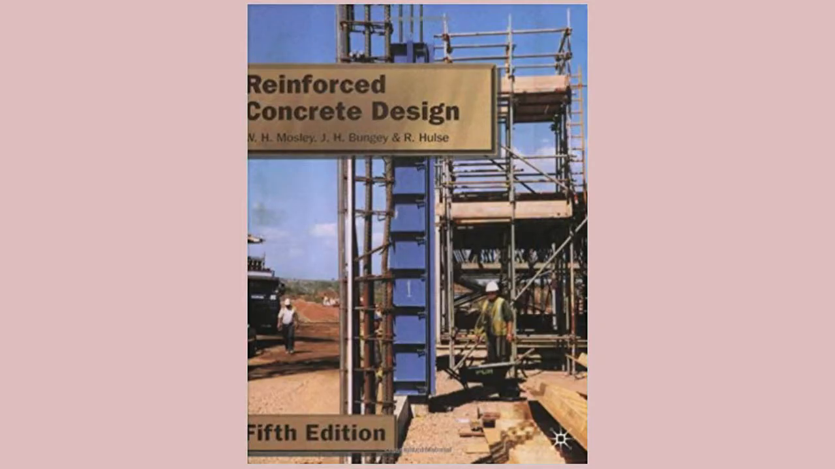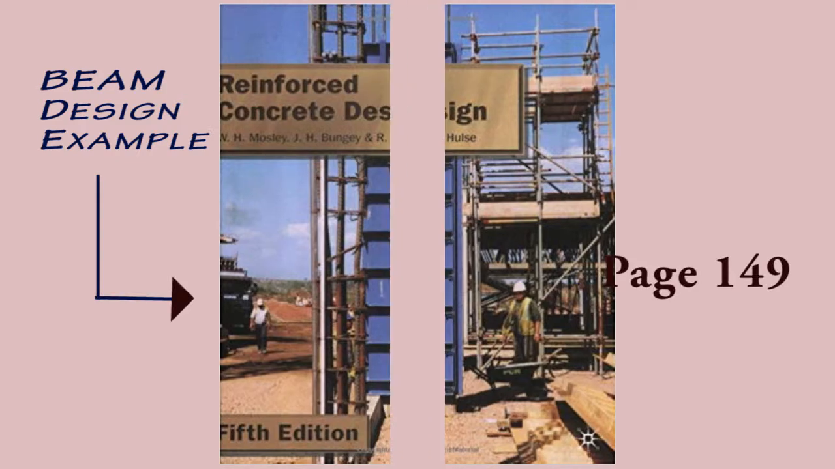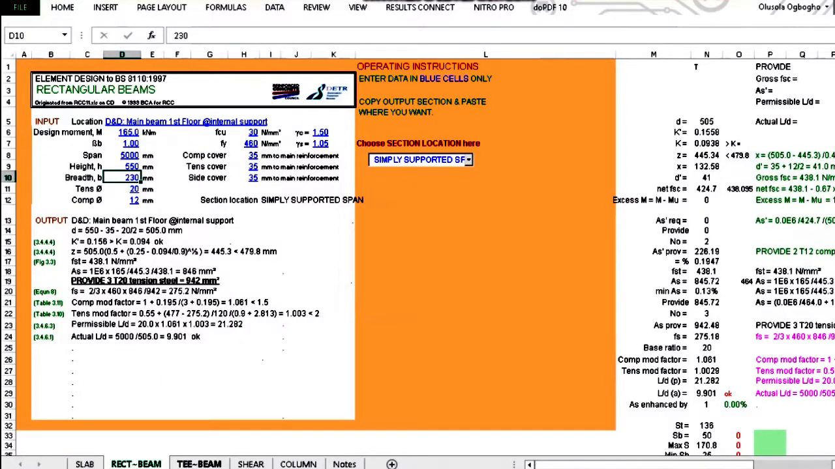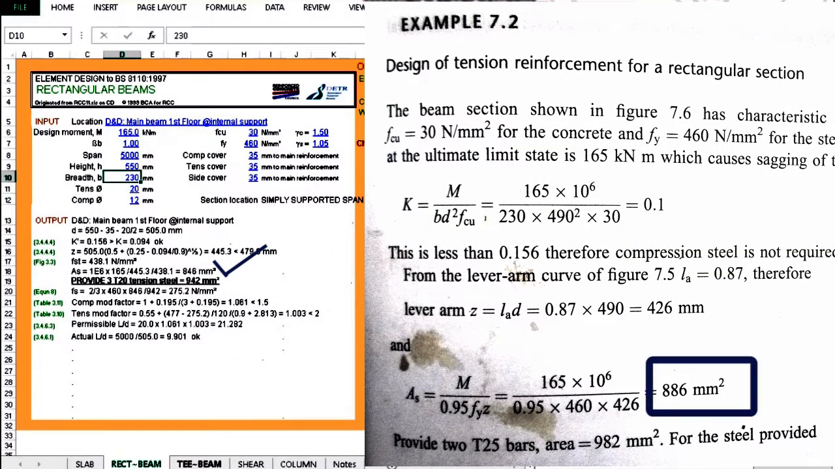Now, choosing another example from the same textbook on page 149, the beam has a height and breadth of 550 by 230 millimeters respectively, and a calculated design moment of 165 kN. Inputting these parameters into the spreadsheet gives us an area of steel of 846 millimeters squared, which is very close to the one from the textbook.